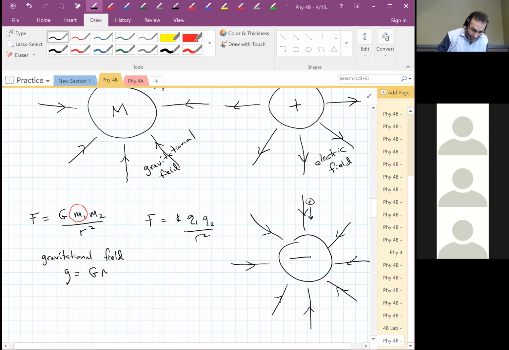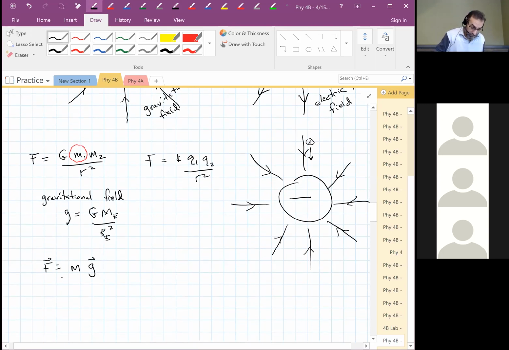is g m Earth over r Earth squared. And then the force of gravity is just m times my gravitational field. And now I can do the same thing with forces.